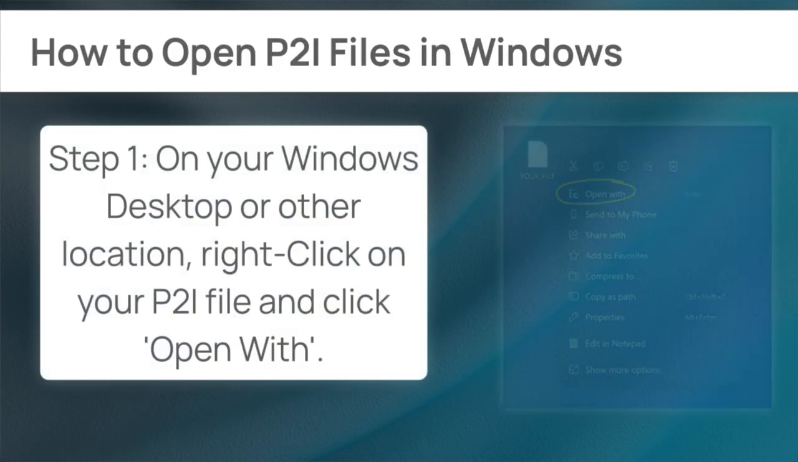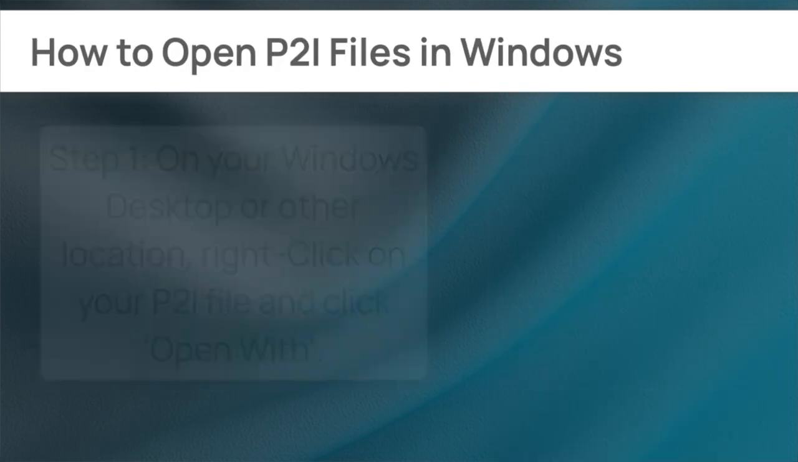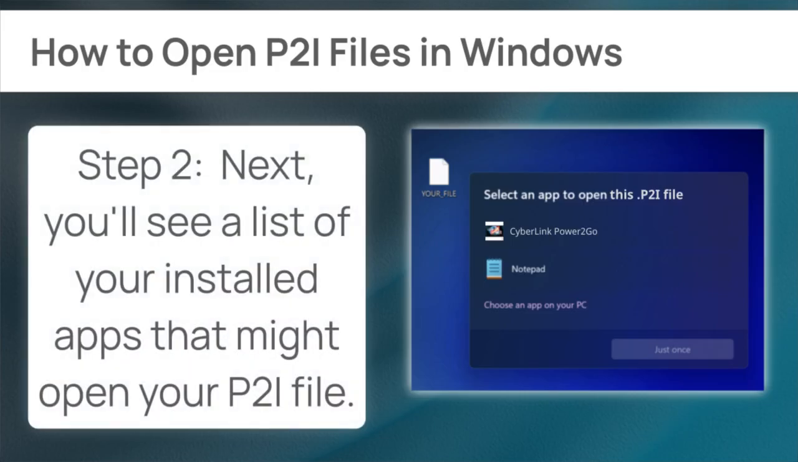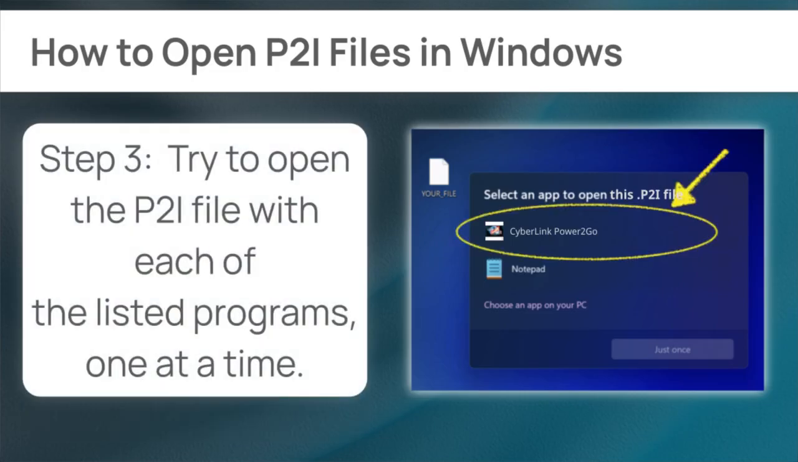To open this specific P2I file, right-click your file and select Open With. If CyberLink Power2Go is available, use that first. If it's missing, choose another program. Don't worry if it takes a few attempts to find the right software.